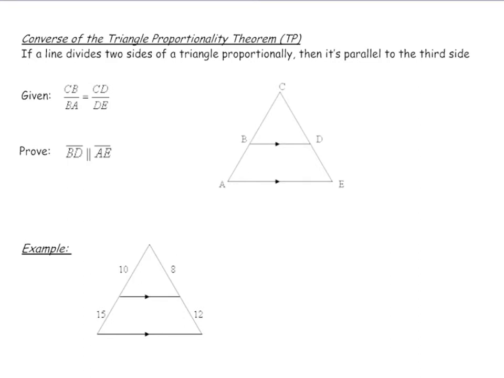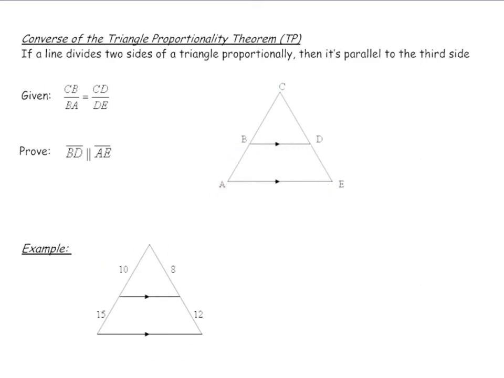Now remember from first semester, converse of a theorem just means you switch the if and the then. So the converse of the triangle proportionality theorem says that if a line divides two sides of a triangle proportionally, then we know that line would be parallel to our third. So in our instance, if we know that CB over BA would be the same thing as CD over DE, then I can prove that BD would be parallel to AE.